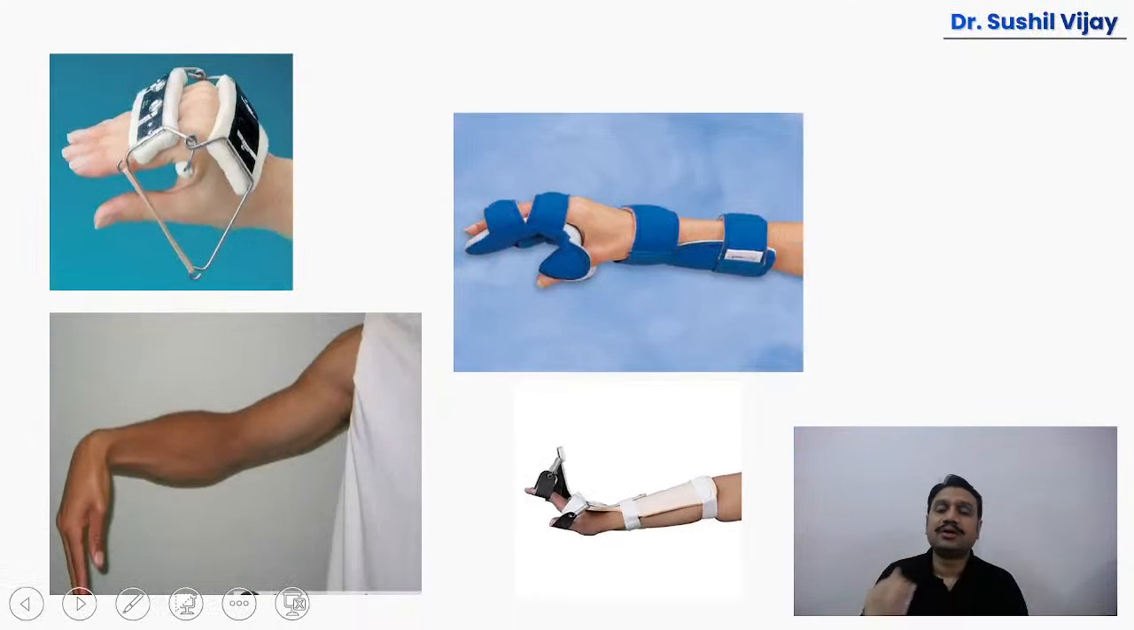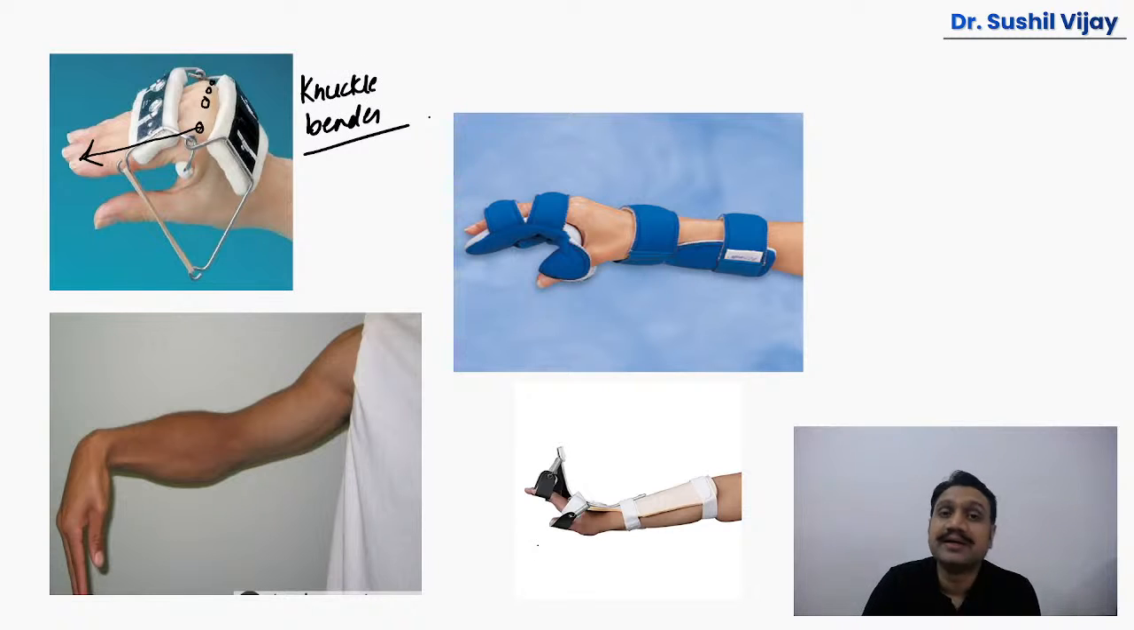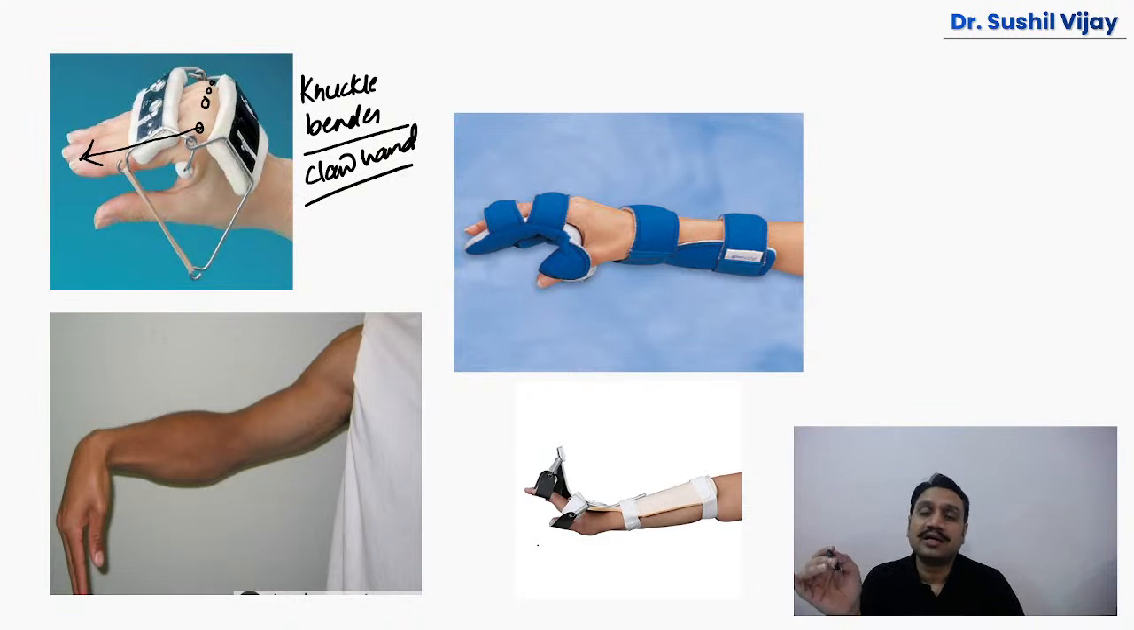Now coming on to the splints of the nerve. This splint where the knuckles are being bent to straighten the finger like this is known as the knuckle bender splint. Where do we use knuckle bender splint? Anyone? It will be used when there is a situation of claw hand, ulnar claw, median claw, whatever it is. So you will be using the knuckle bender splint.